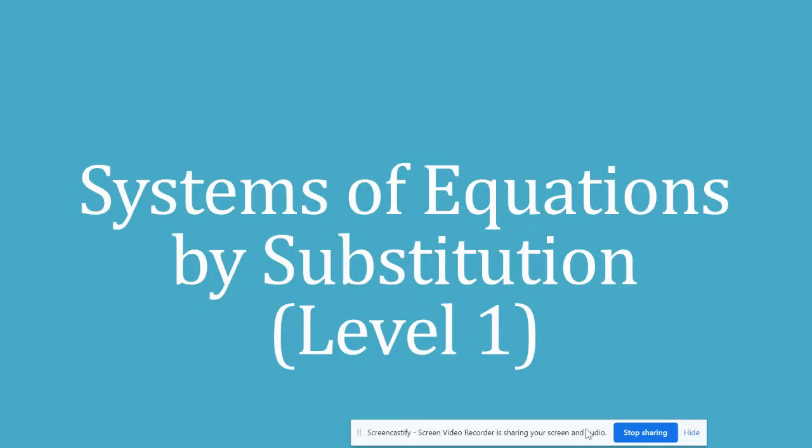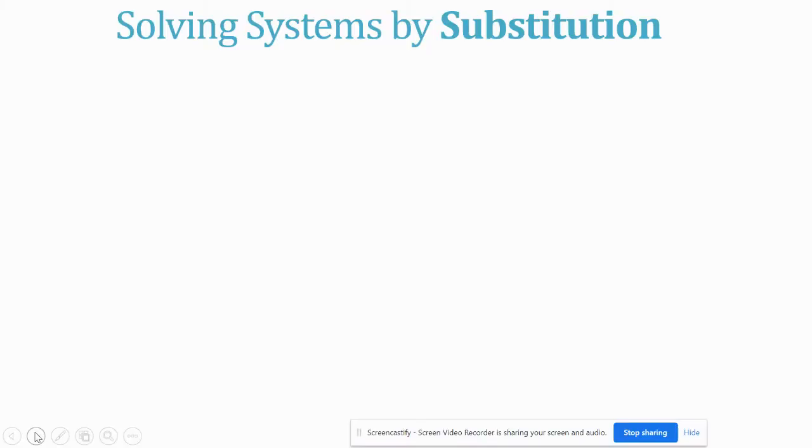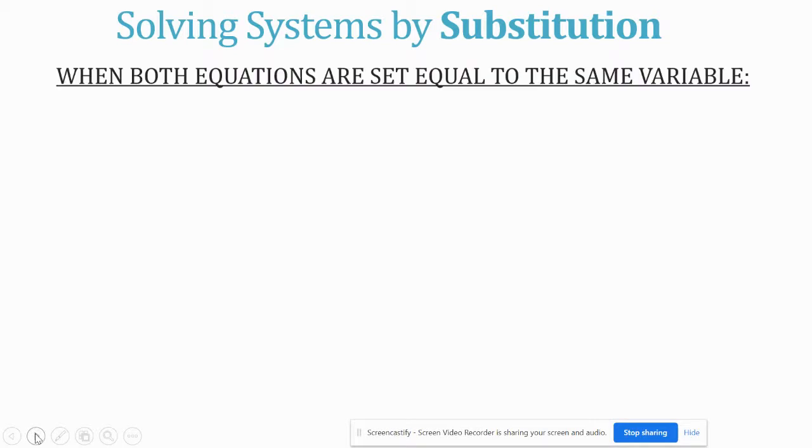Hi everyone, so today we're going to be solving systems of equations by substitution. We're going to take a look at pretty simple examples today and then more complicated ones tomorrow. So these are level 1. Okay, solving systems of equations by substitution.